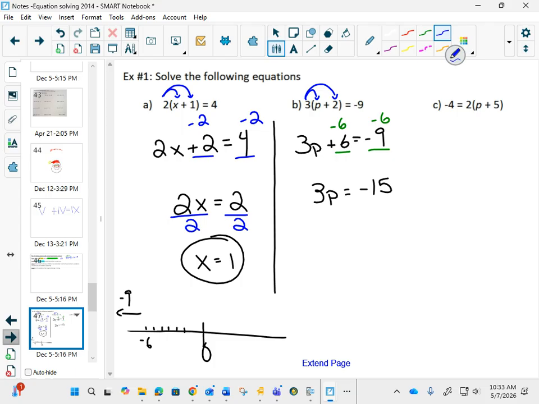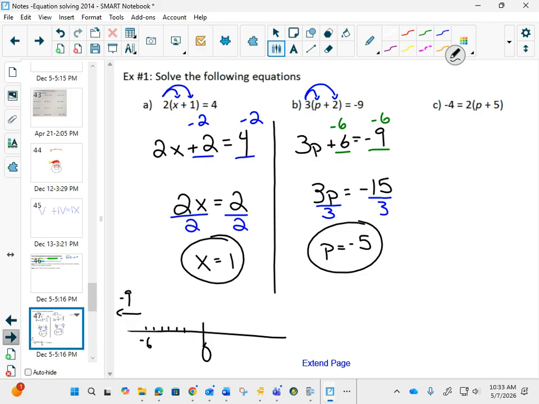And here, what's the opposite of multiplying by 3? We have to divide both sides by 3. Gets the p by itself, and negative 15 divided by 3 is negative 5. And afterwards, if you wanted to, you could plug in negative 5 for the p.